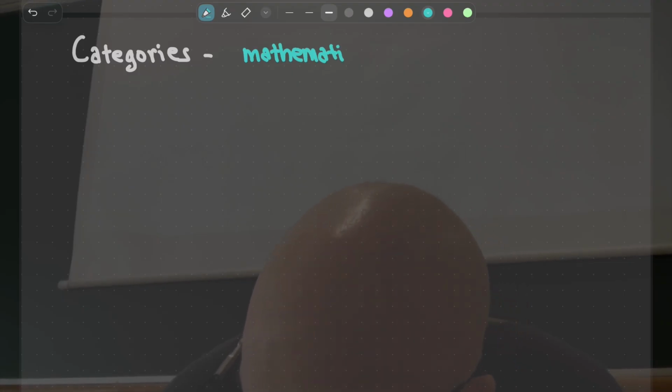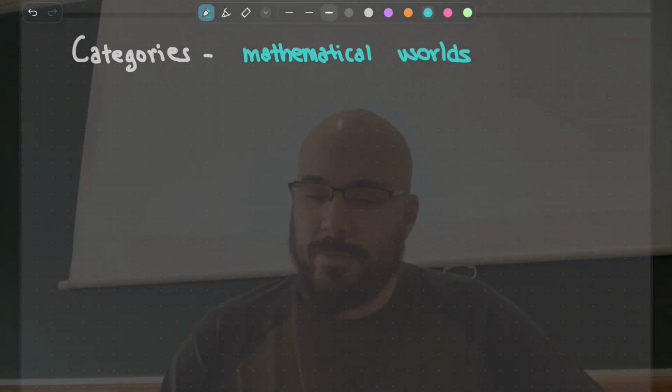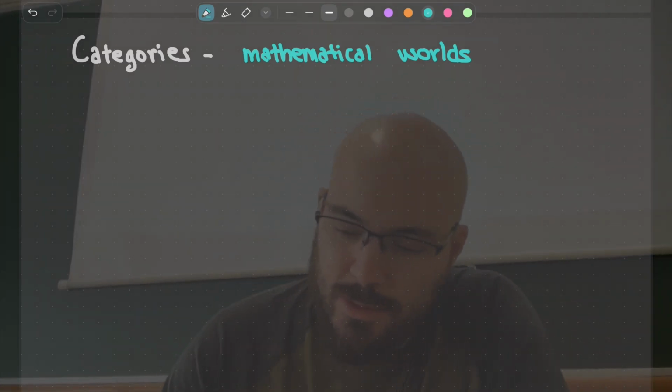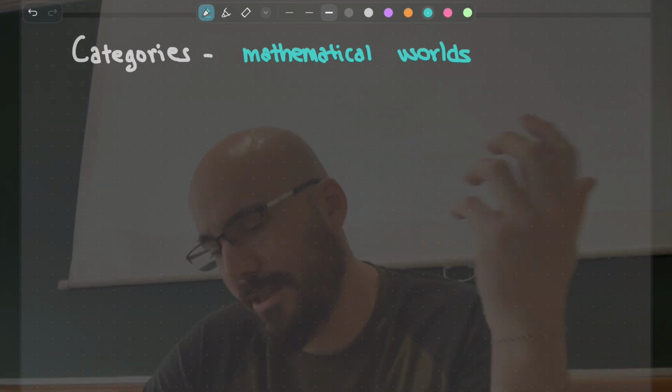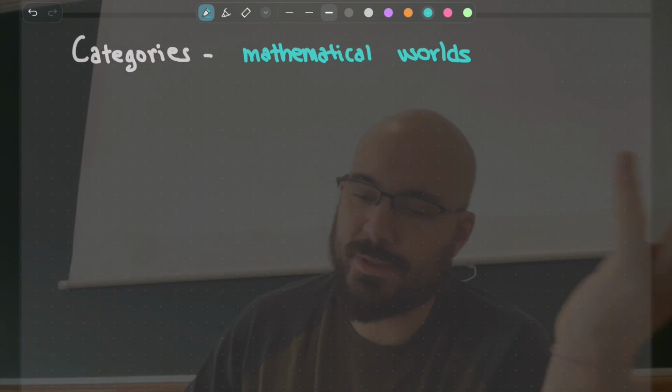So the nickname of a category will be something like mathematical worlds. Not always mathematical, but anyway. One specific example, since I already mentioned it, would be the world of groups, which consists of the groups and the homomorphisms among groups.